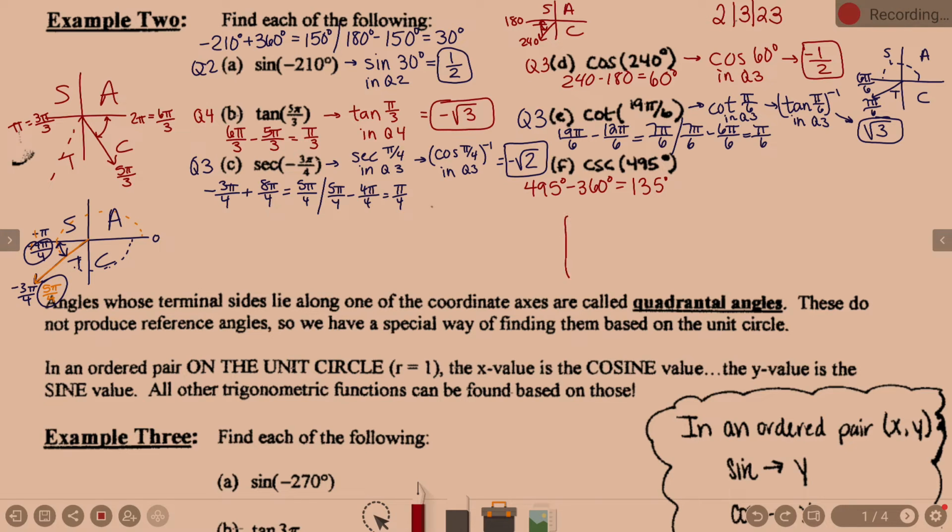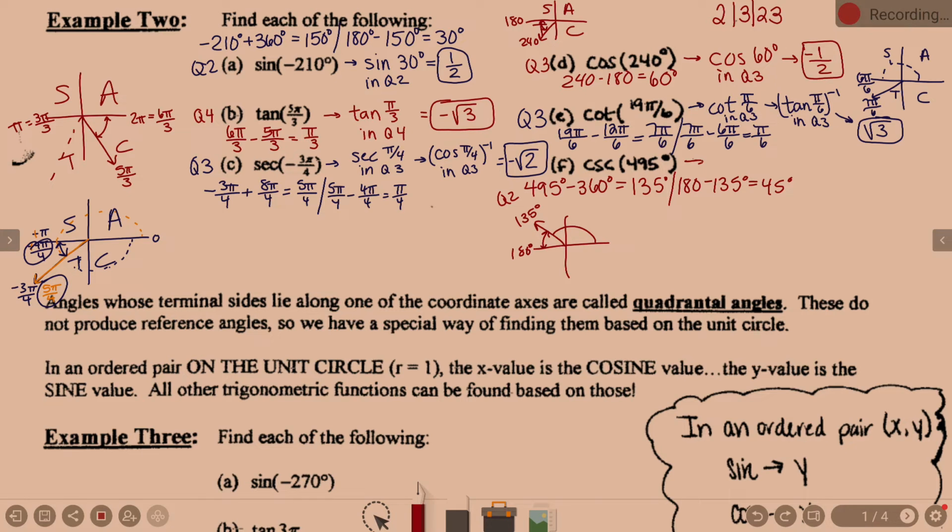My brain is going to process that 135 is in quadrant 2. It's degrees, and I can handle that, right? So I do know I'm going to be working in quadrant 2. Now I need a reference angle. How far is 135 from the x-axis? 45. And so that we're doing 180 minus 135, which is 45.